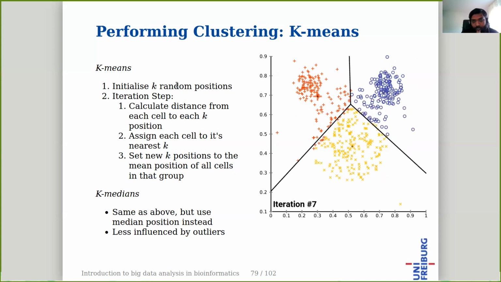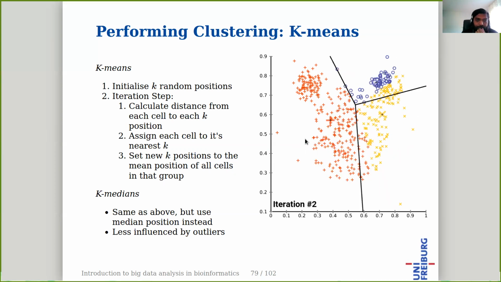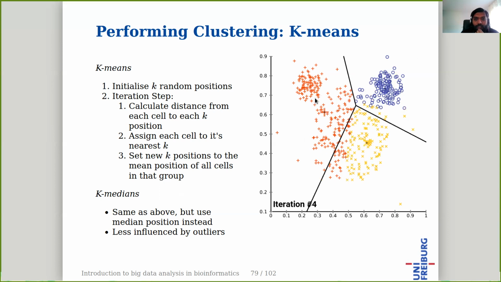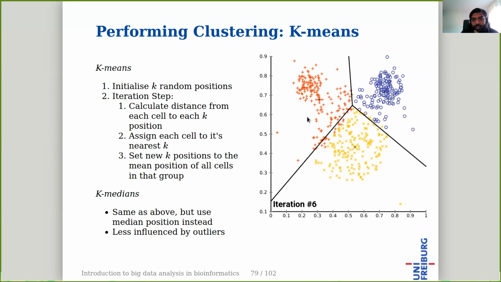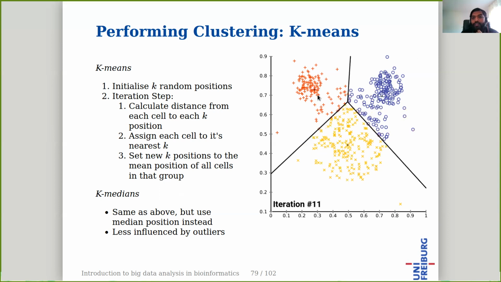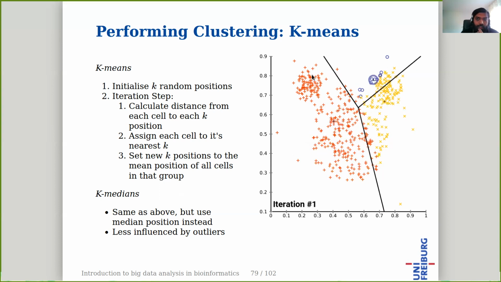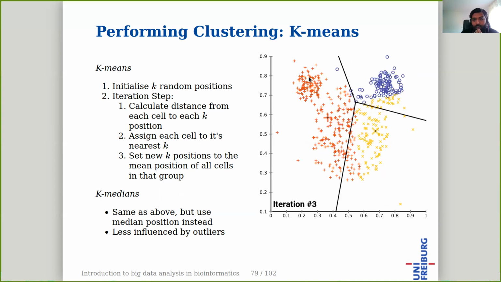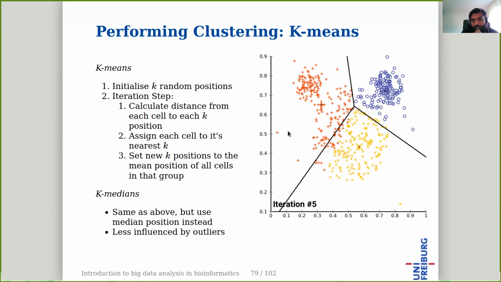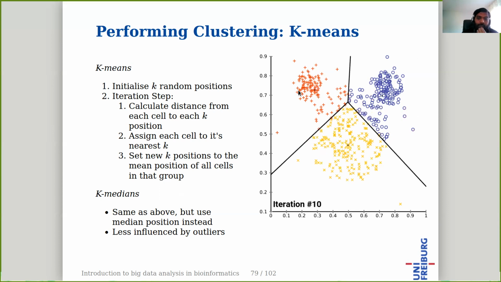In this example, our k is 3, and we place 3 k's at some random position. So you choose one of these cells as your k. And then after choosing a cell as a k, we compute the distances from all the cells to k, and then assign each cell to its nearest k. So that means now we actually have a coloring of each cell to its nearest k.